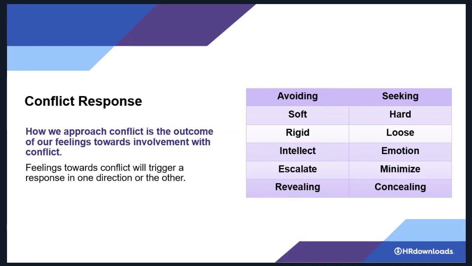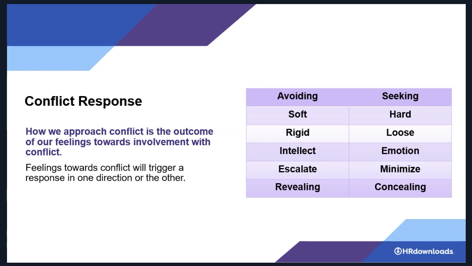So when conflict does arise, there are a few different ways that we can respond to it. According to the International Center for Cooperation and Conflict Resolution, how we approach conflict, so anytime that there's a situation that could be perceived as conflict, the outcome is based on our feelings towards our involvement with the conflict. So this is how we want to be involved. How do we feel about when there is a situation of conflict? How does that make us feel?